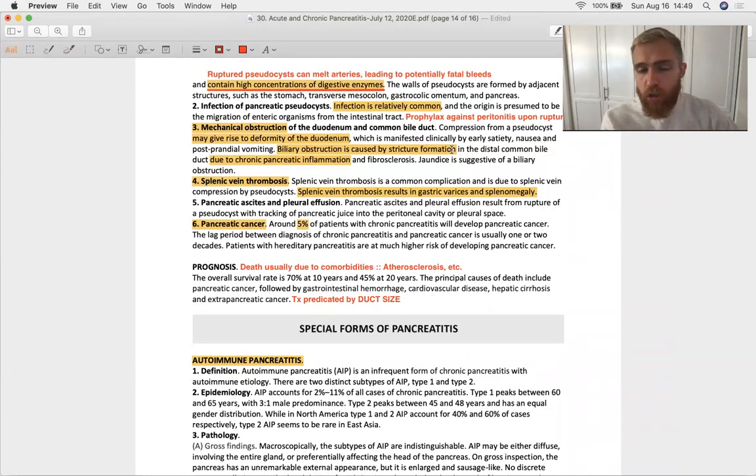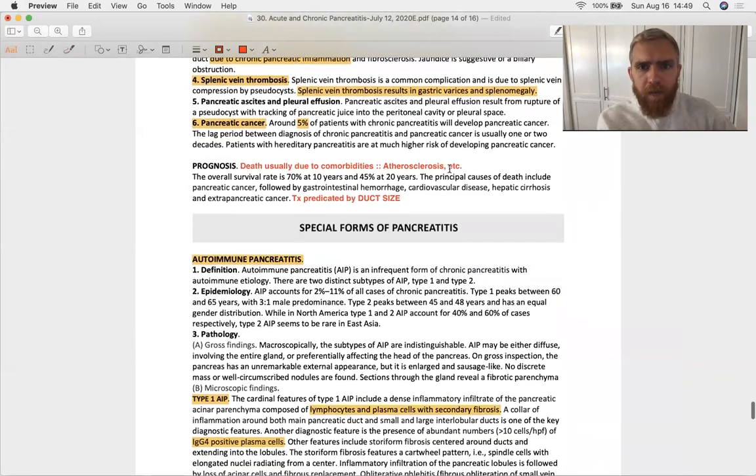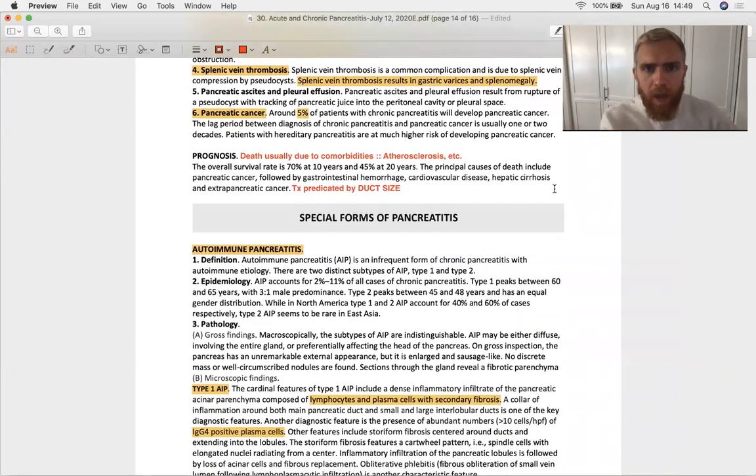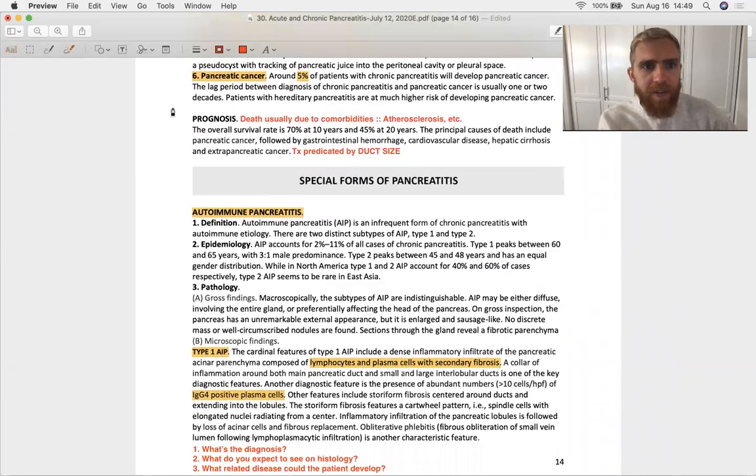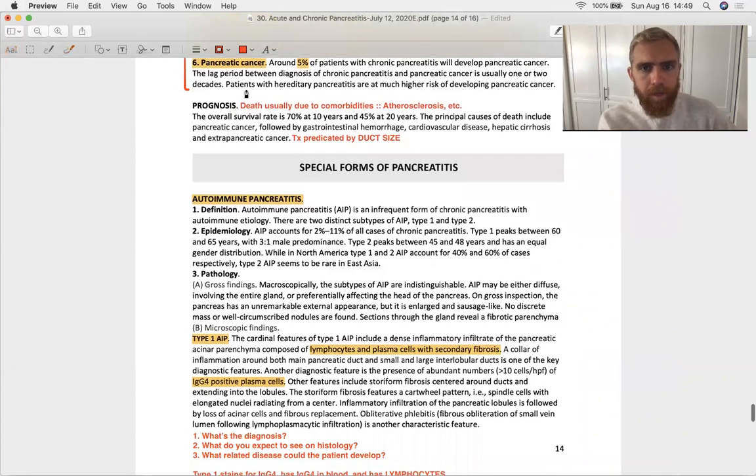Biliary obstruction could be caused due to stricture formation, and a stricture is a reactive scarring, and the release of pancreatic enzymes within the ductwork is going to be what causes that stricture by damaging tissue. Splenic vein thrombosis, pretty self-explanatory. And pancreatic cancer, understand that pancreatitis is indeed a risk factor that can lead into pancreatic cancer.